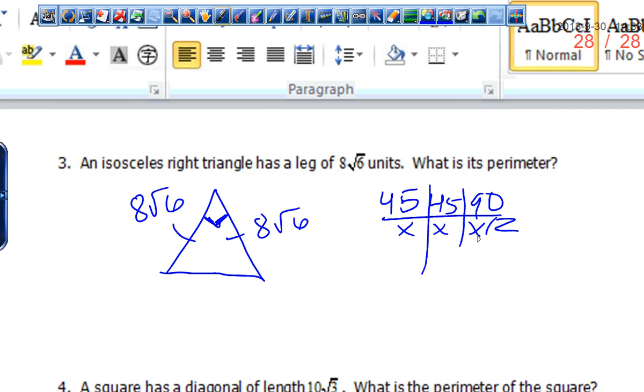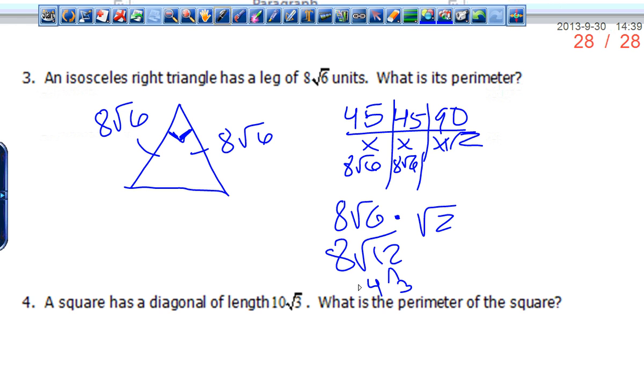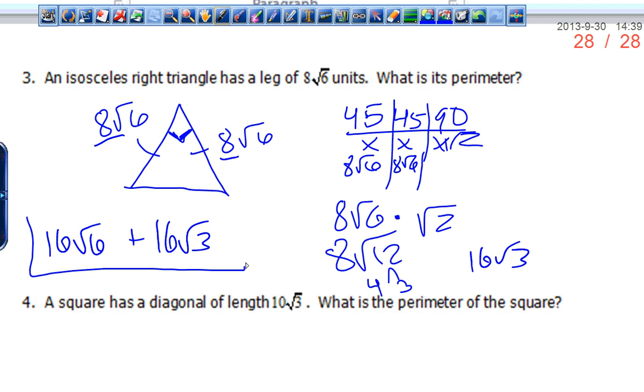Okay, cool. So that means our x is 8 root 6, right? So I'm multiplying 8 root 6 times square root of 2. When I do that, I get 8 root 12. Now, I can break 12 up into 4 times 3, and then it would be 16 root 3, right? But I'm finding the perimeter, so I got 8 root 6 and 8 root 6, which is 16 root 6, plus 16 root 3.